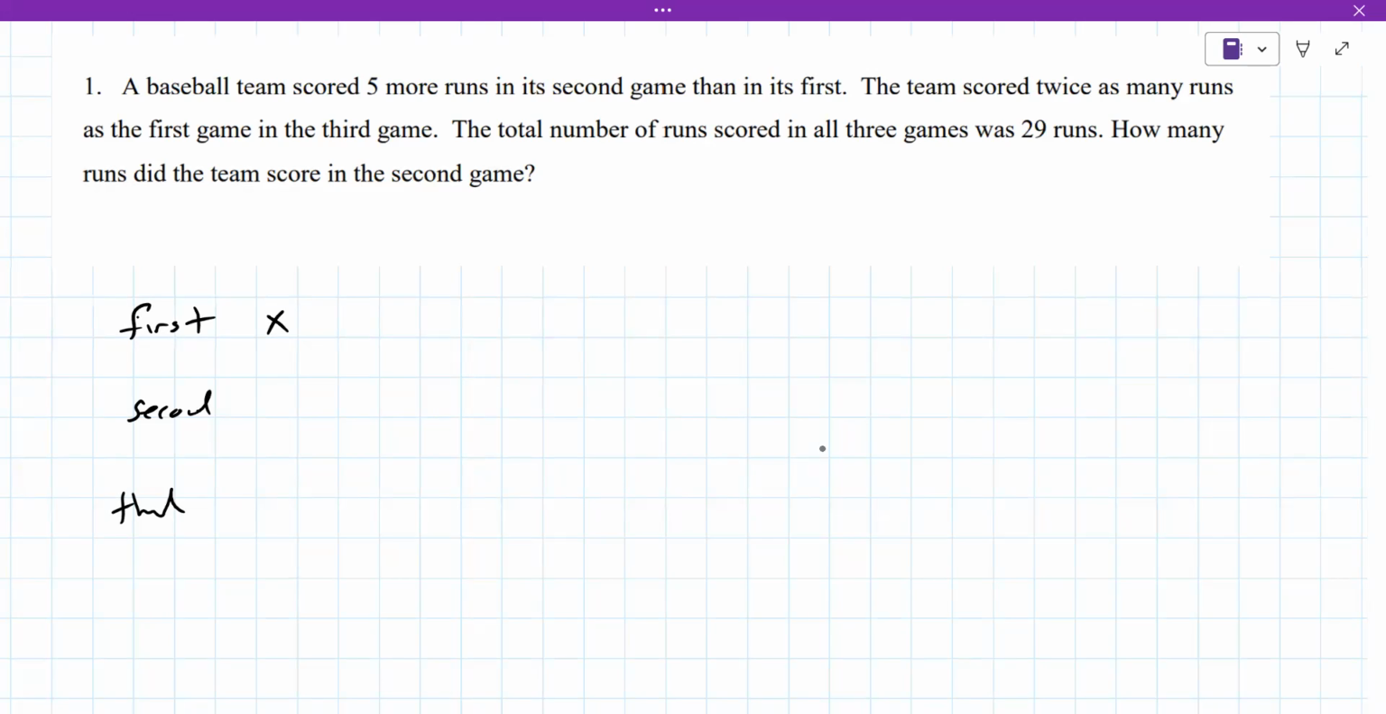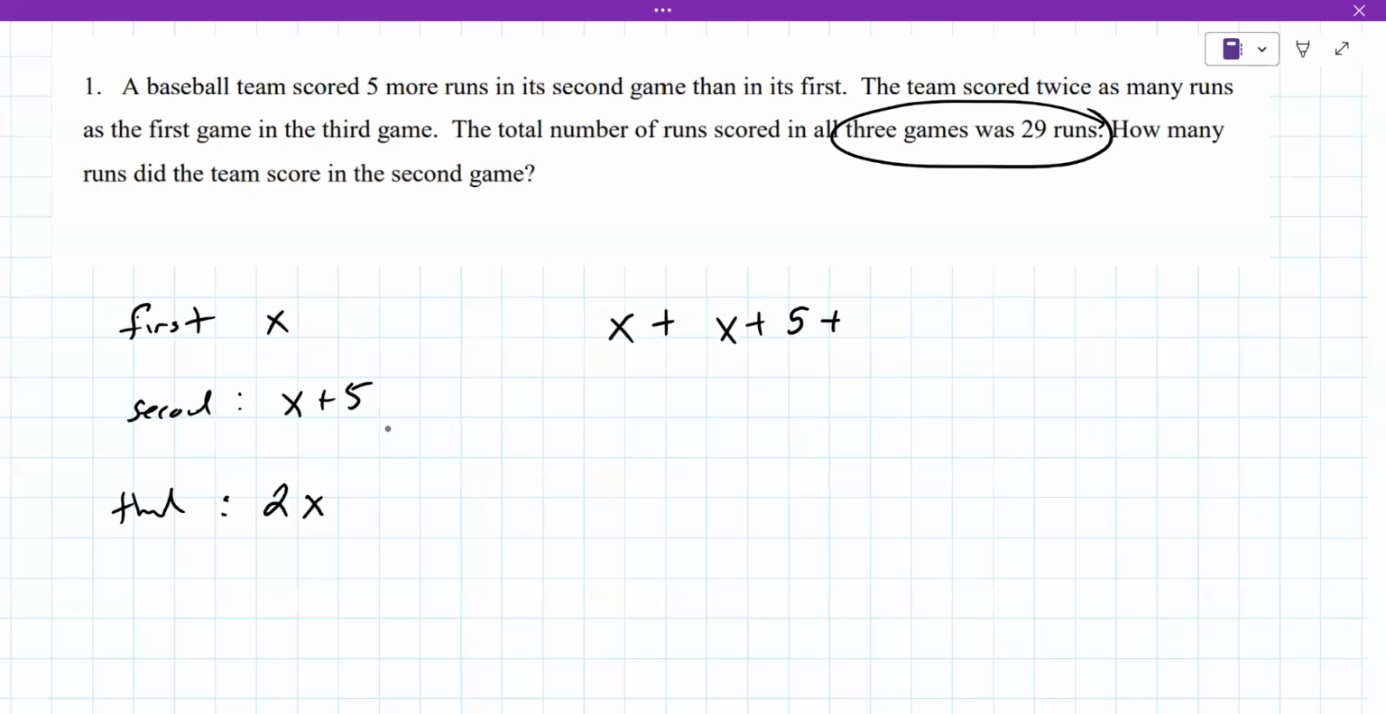So it's x plus 5 for the second game. And the third is 2x minus 5. The team scored twice as many runs as the first game in the third game, so just twice as many as the first game. Oh, so then 2x. And so we know the total, so then it'd be x plus x plus 5 plus 2x. And 4x plus 5 equals 29.